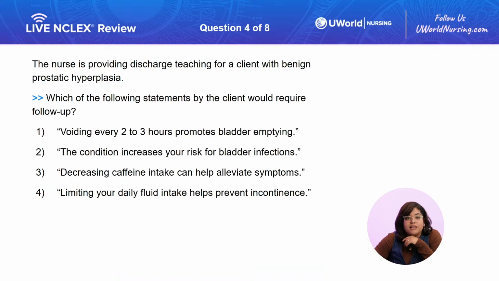All right. Next question. The nurse is providing discharge teaching for a client with benign prostatic hyperplasia. Which of the following statements by the client would require follow-up? Option 1, voiding every 2 to 3 hours promotes bladder emptying. Option 2, the condition increases your risk for bladder infections. Option 3, decreasing caffeine intake can help alleviate symptoms. And option 4, limiting your daily fluid intake helps prevent incontinence. I'll give you guys some time to answer this question.